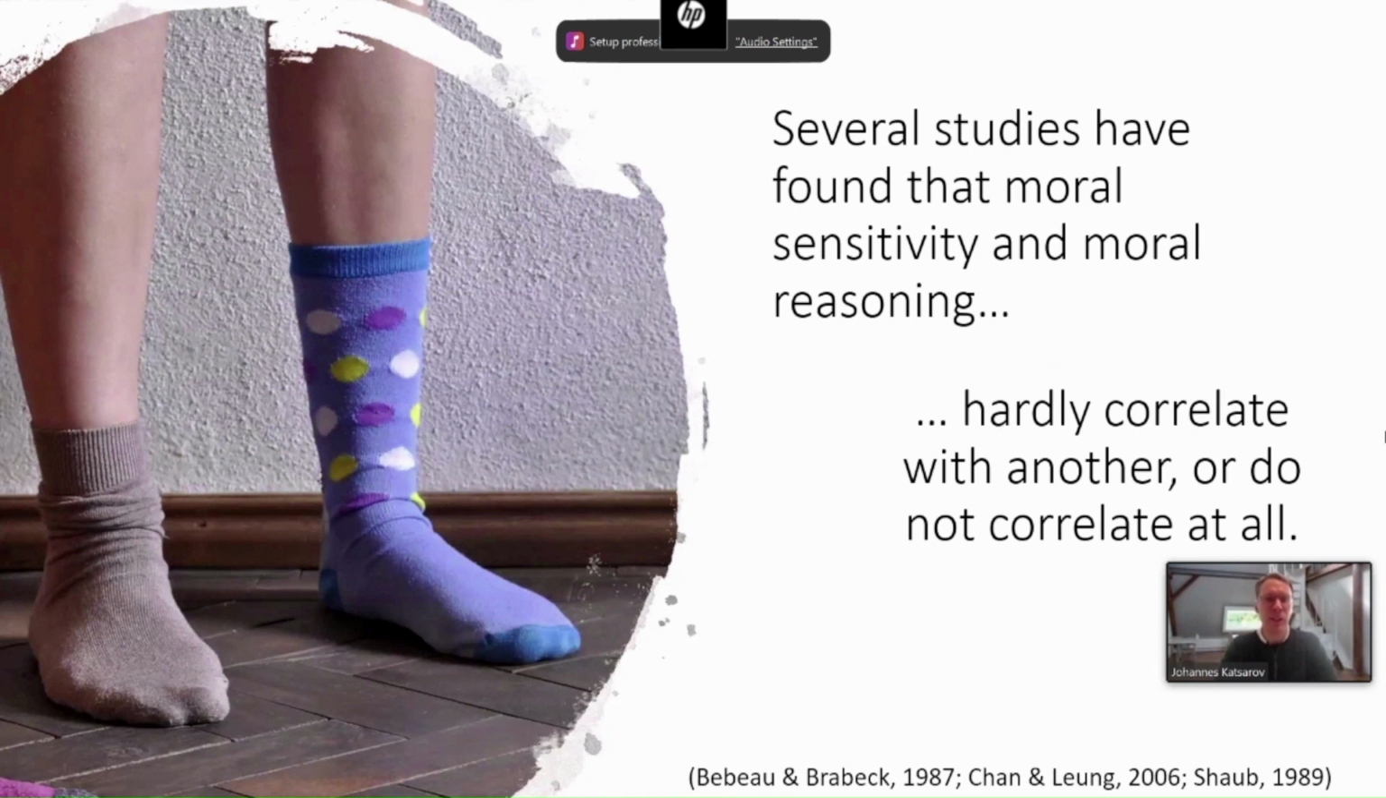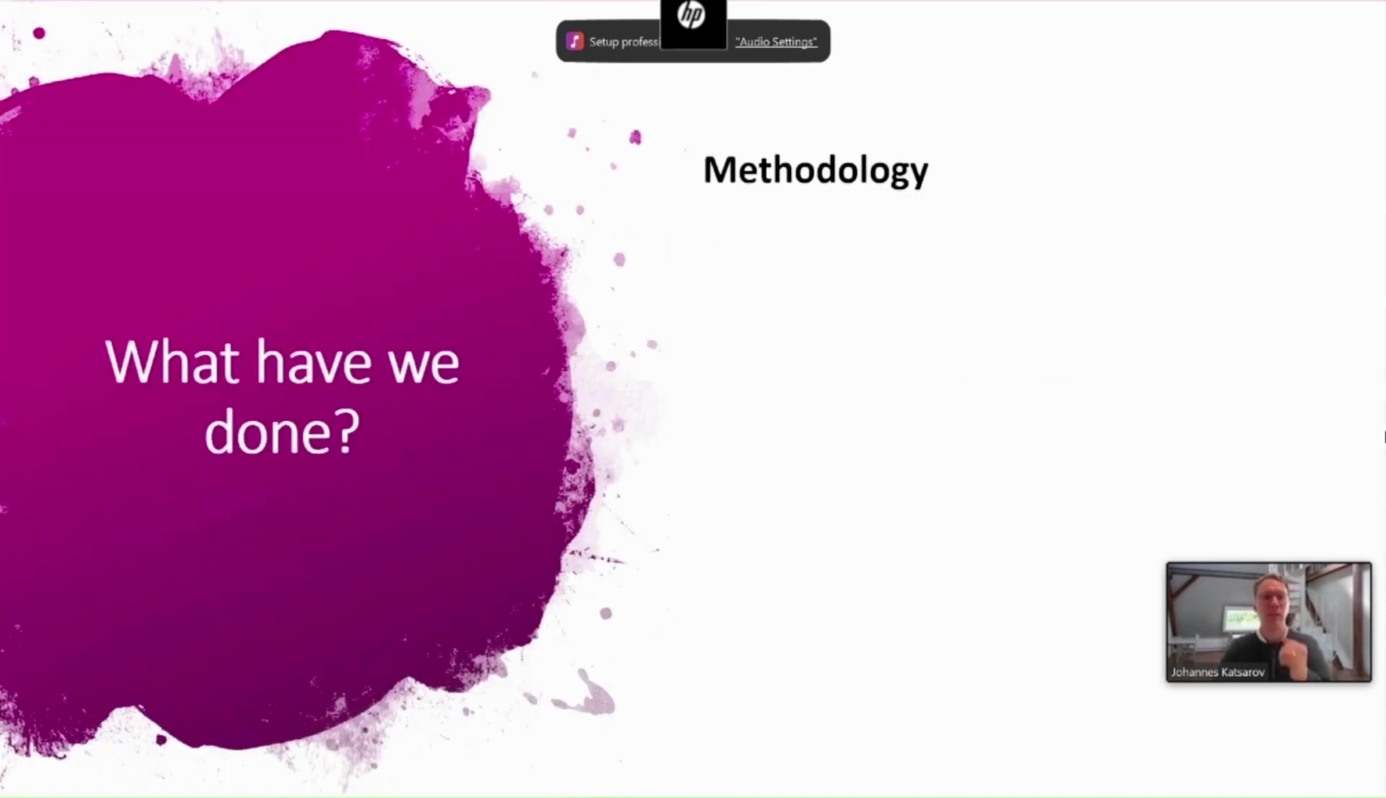We also have seen several studies that have found that moral sensitivity and moral reasoning hardly correlate with one another, or do not correlate at all. So there are different ethical abilities, and if you're better or worse in these abilities, that doesn't say very much about whether you're good at the other tasks and challenges. And what kind of knowledge you have about ethics usually doesn't tell you very much either. So what we see here is really a big problem, and it reduces the confidence that we can have in these kinds of studies. So what have we done differently?